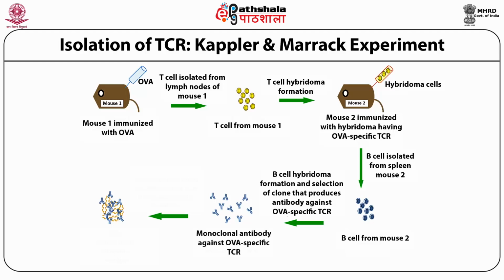This monoclonal antibody was then used to precipitate out the OVA-specific TCR from a solution containing all the membrane proteins found on T cells. This technique of using a specific antibody to precipitate out its antigen is known as immunoprecipitation. The importance of this experiment by Kapler and Marek was that it allowed early immunologists to isolate a TCR specific for a particular antigen, in this case OVA.